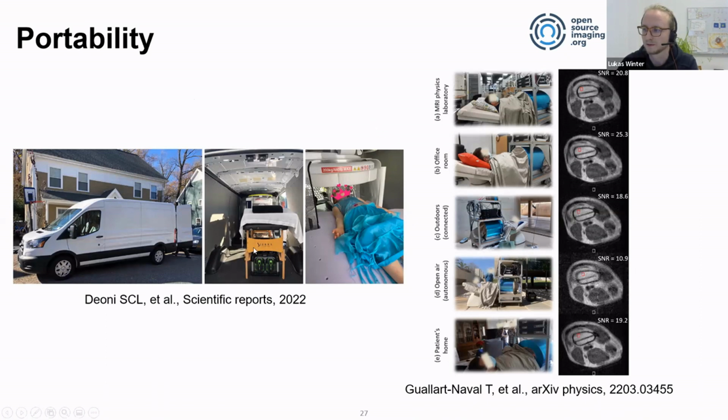And here, for example, they packed one of these Hyperfine systems in a van and did some imaging in there. And here's another nice work from the group in Valencia, who used this system in different conditions. And the last one is actually at the patient's home. So this might change things a bit and might be an opportunity to investigate different imaging applications.